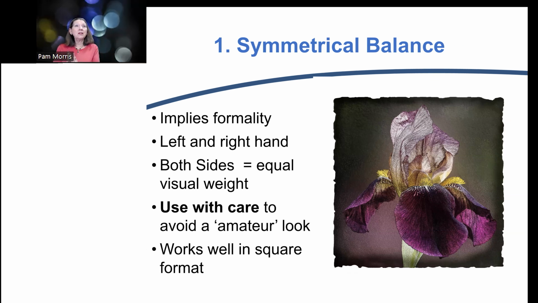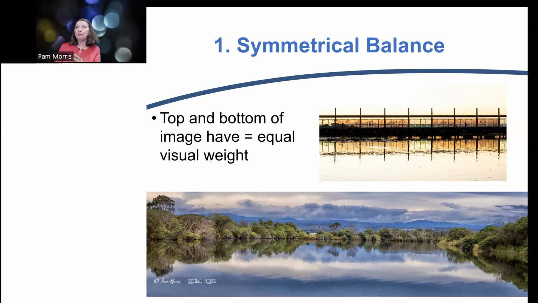It also works well in a square format. So if you are exploring symmetry in something, try cropping it. Crop it in camera first to make sure that you've got that perfect symmetry, and then when you get into post, crop it as a square. So we can have symmetry left and right hand side. We can also have symmetry in top and bottom.